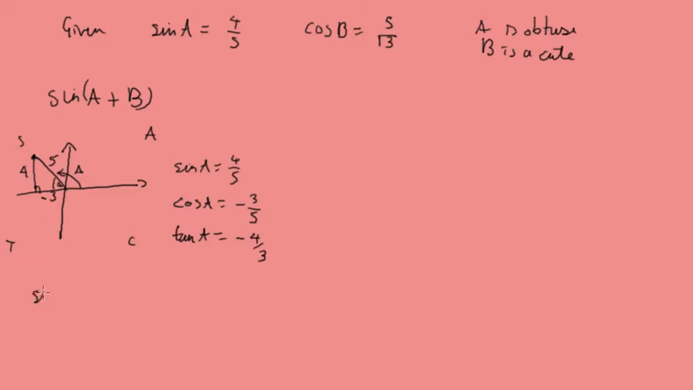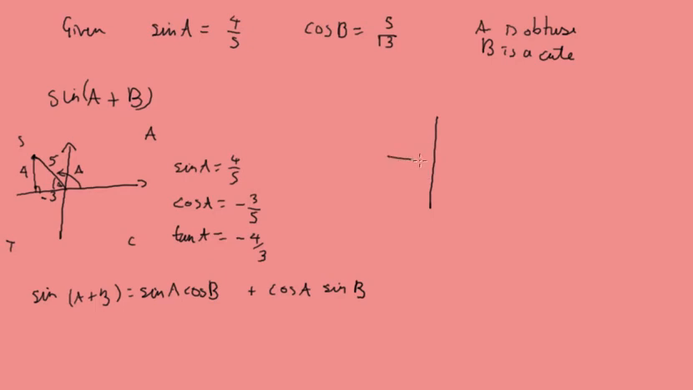So for sine A plus B, we've got the sine of A cosine B plus cosine A sine B. Now we need to do the same for the cosine of B.